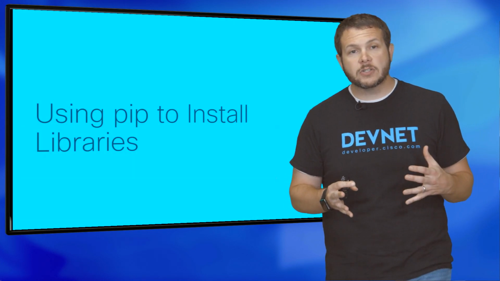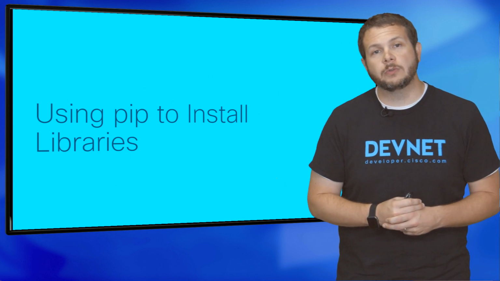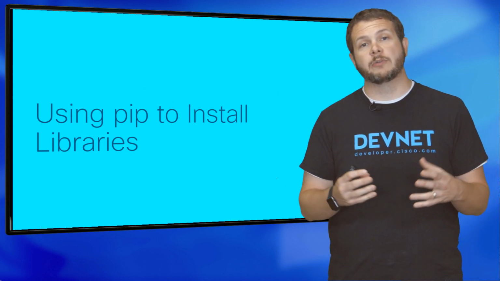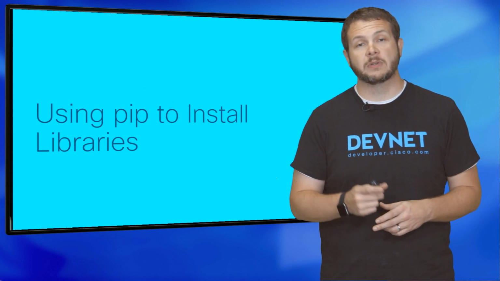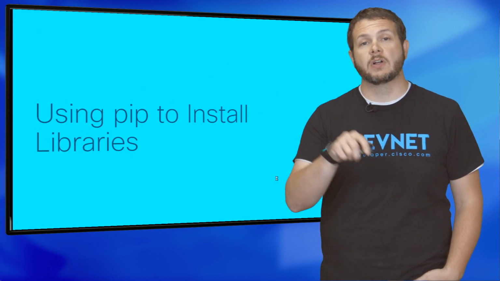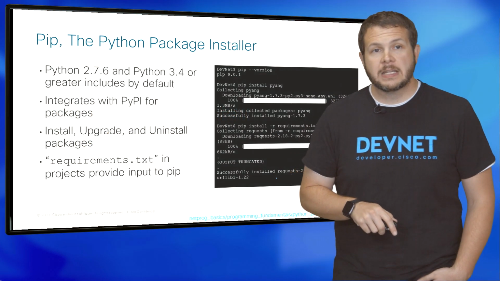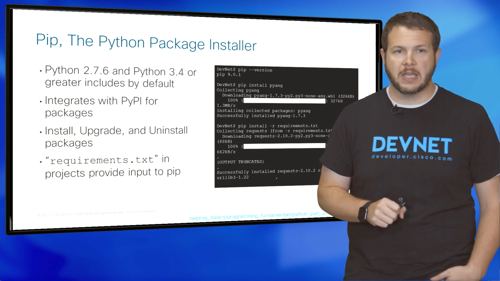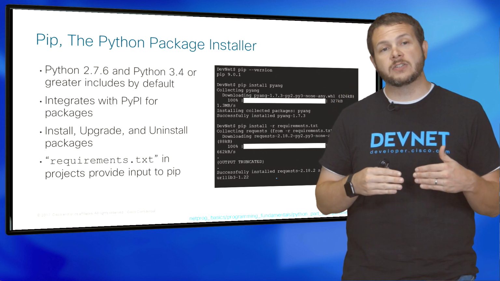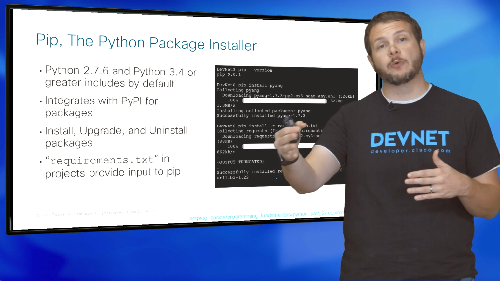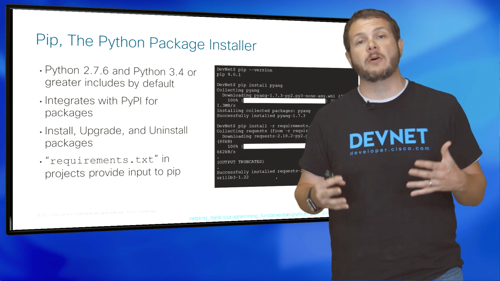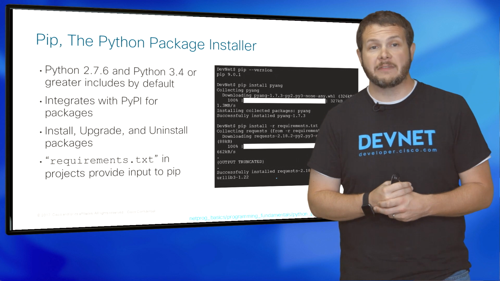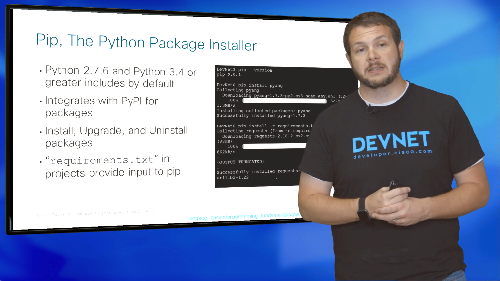Now, most of the libraries you will use inside of Python are probably available from PyPI using pip. So let's take a look at how we would use pip to install libraries. Now, pip is the Python package installer. That's what you're trying to use in this case. And since Python 2.7.9 or 3.4 and later, it's been included by default with Python. So you probably already have access to it just based on installing Python.